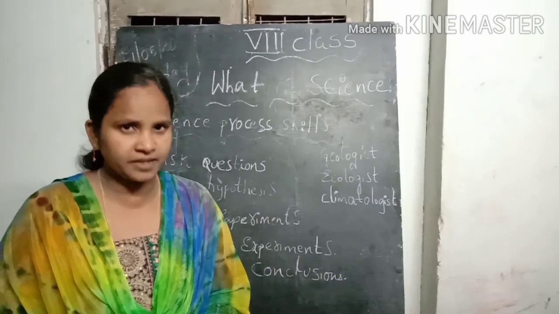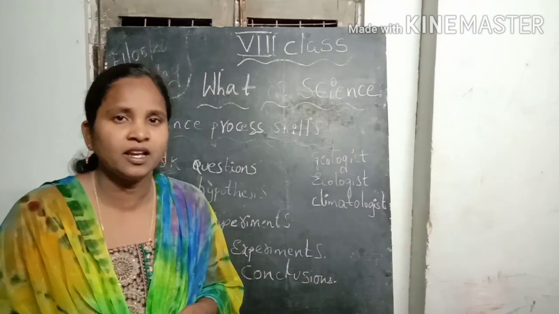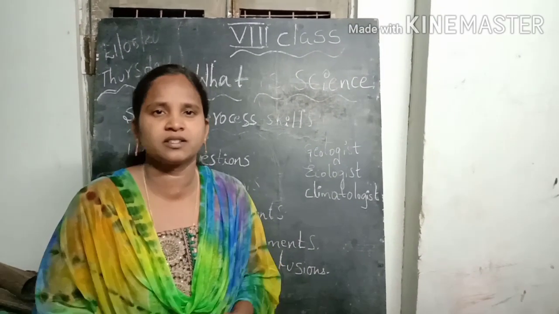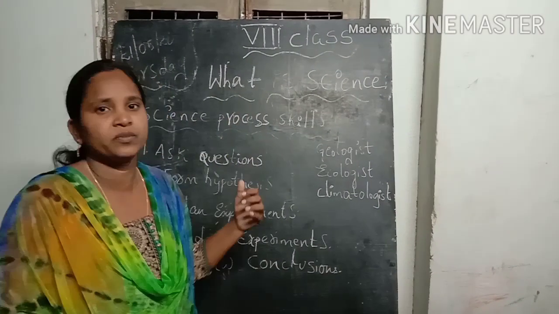In the last class, we discussed what is science. We gained some knowledge about science, the branches of biology, and the biotic and abiotic components. Now, coming to the next topic, that is science process skills.